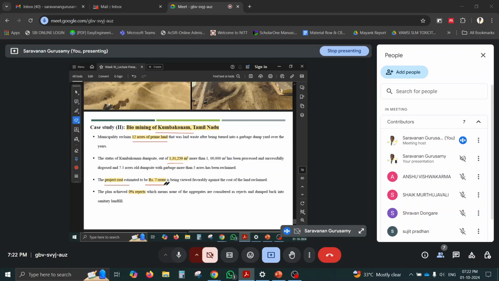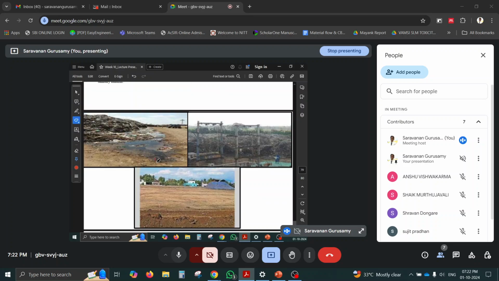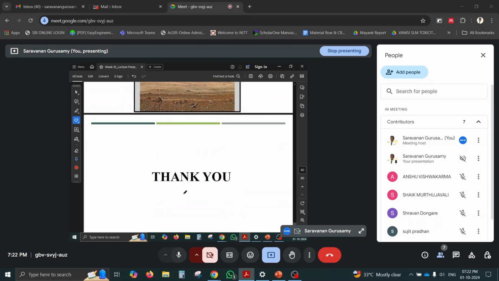The project cost is around 7 crores. And the main important thing is the plant achieved zero rejects. So there is no reject coming out from the biomining process. All the fraction was utilized for some other purposes. So this is the Kumbakonam site before biomining. This is after biomining. So this is all about biomining.